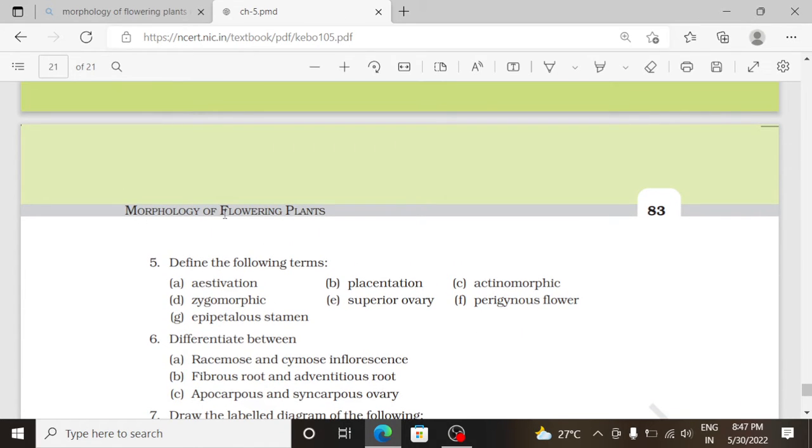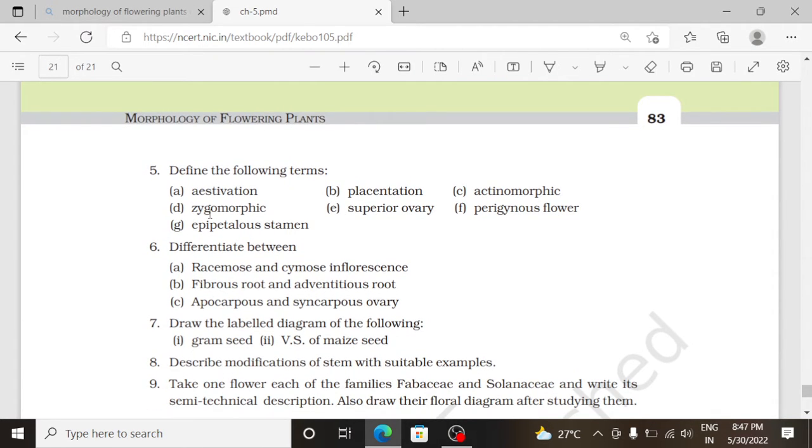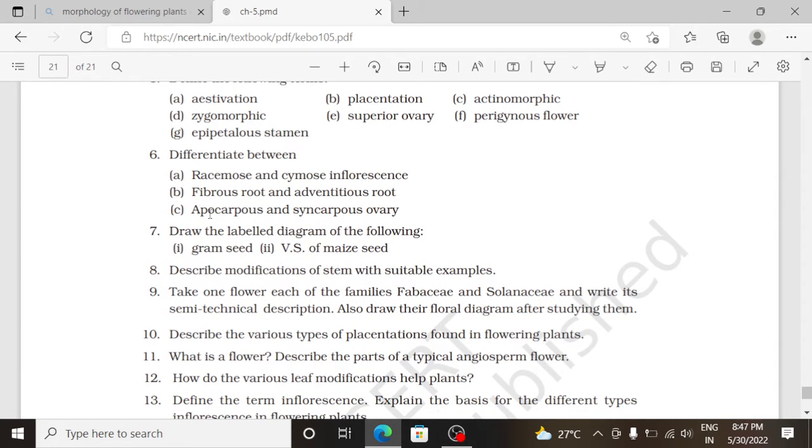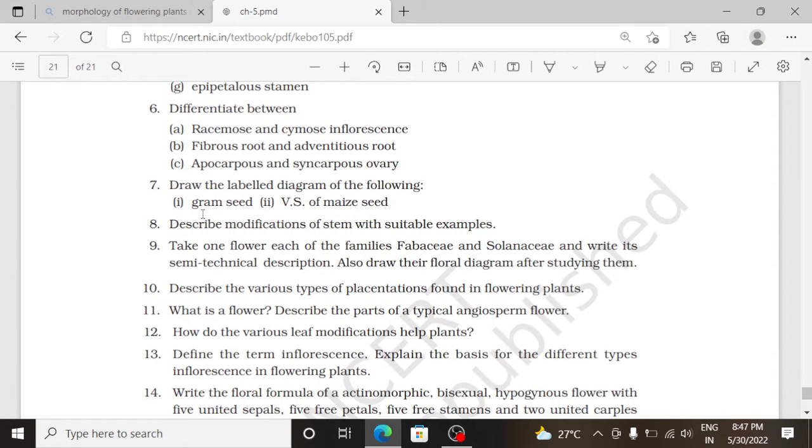Fifth, define the following terms: aestivation, placentation, actinomorphic, zygomorphic, superior ovary, perigynous flower, epipetalous stamen. Now, sixth is differentiate between racemose and cymose inflorescence; B is fibrous root and adventitious root, and C is apocarpous and syncarpous ovary. Seventh is draw the labelled diagram of the following: first, gram seed, and second, VS of maize seed. Eighth is describe modifications of stem with suitable examples.